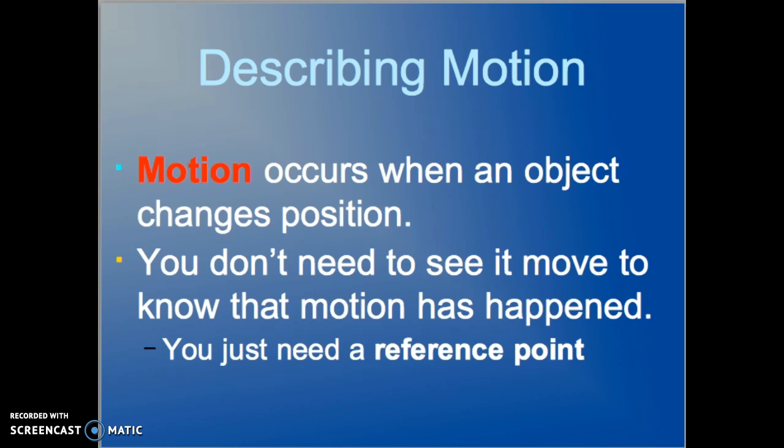If I'm standing at the front of the classroom and you close your eyes and count to 5 seconds, and all of a sudden I'm at the back of the classroom, you didn't actually see me move, but you know that motion has occurred because of the initial reference point of me standing at the front of the room.